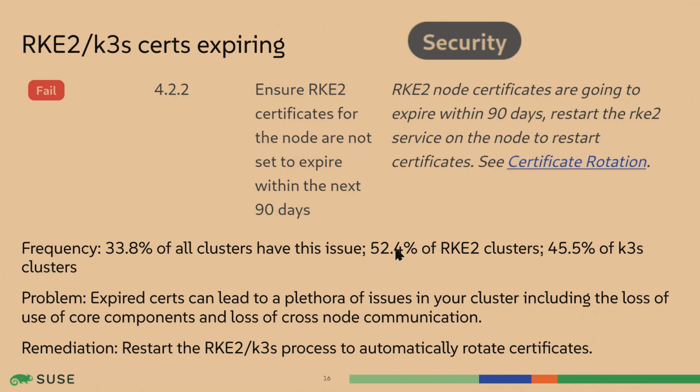All right, the next biggest issue we have seen on a third of all clusters, though when we break it down to just our RKE2 and K3s clusters, it's almost 50%, is that they have certificates set to expire within the next 90 days.